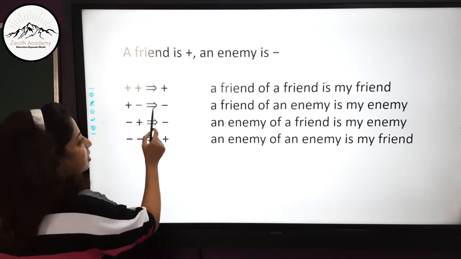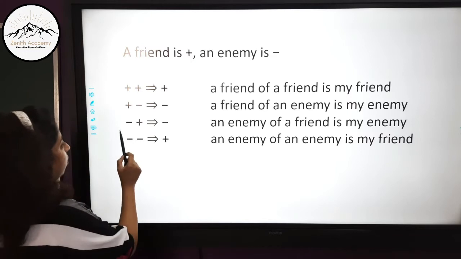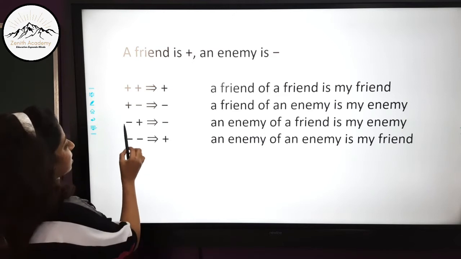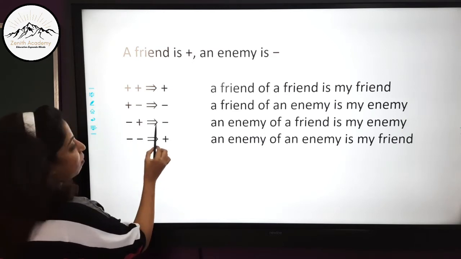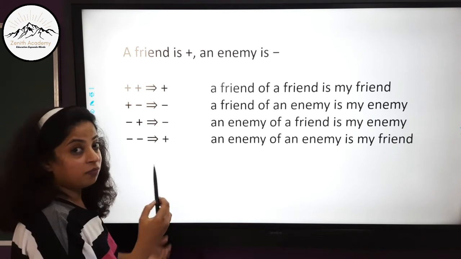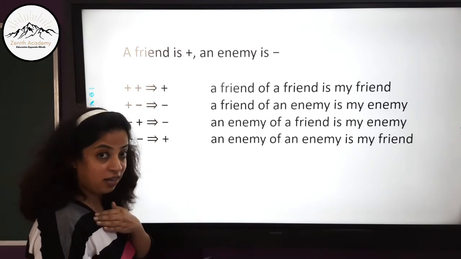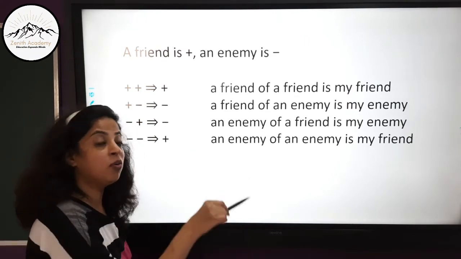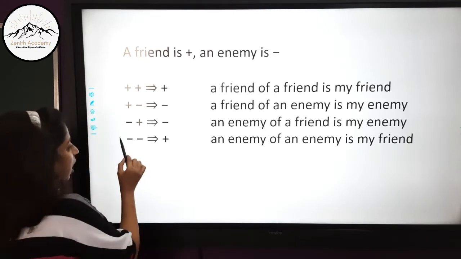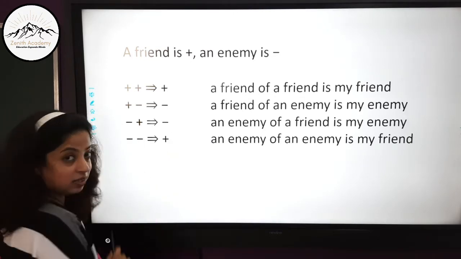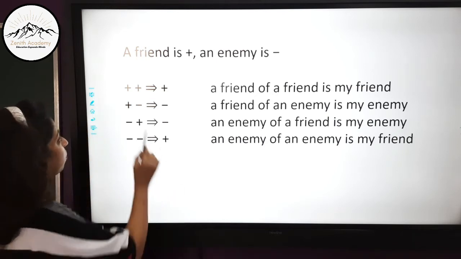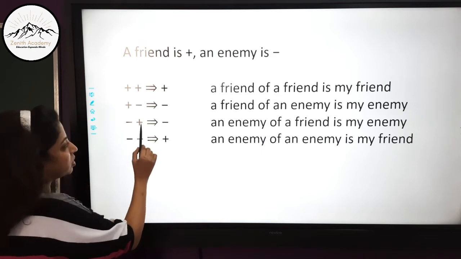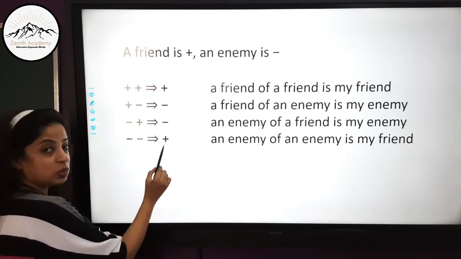Therefore plus into minus gives minus. Now the negative sign into the positive sign gives a negative sign, meaning an enemy of a friend is my enemy, right? So the enemy of my friend will be my enemy. Enemy of an enemy: if I have an enemy, then the enemy of that enemy will be my friend. So this way you will have to remember: plus into plus is plus, plus into minus is minus, minus into plus is minus, and minus into minus is plus.